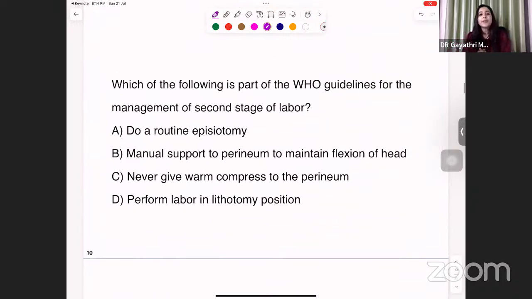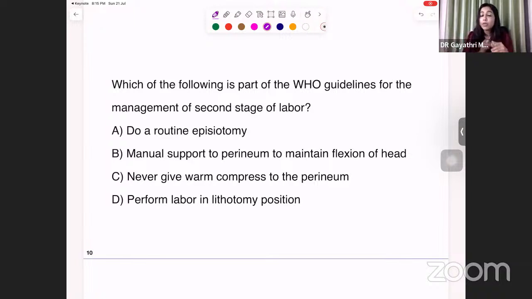Which of the following is part of the WHO guidelines for management of second stage of labor? During the second stage of labor, when the head of the baby is delivering, there is a risk for a perineal tear to happen. As there is this risk, do we routinely give an episiotomy? Many times, even in the labor room, you might have noticed that episiotomy is given, right and left, for so many patients. But you have to understand that ideally, episiotomy is not a routine. Routine episiotomy is not indicated.